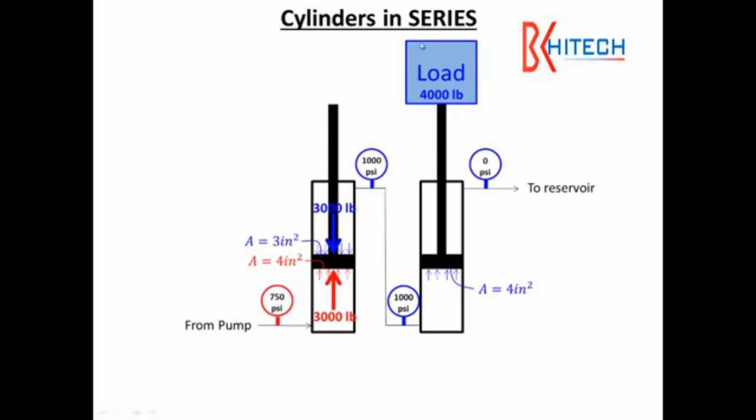So when the load was on the right side, only 750 psi of pressure needed to be developed to overcome this 4,000 pound load. When the load was on the left side, 1,000 psi needed to be developed to overcome the same load. It's also interesting to note what's happening across this piston. 750 psi of pressure going in, but 1,000 psi of pressure coming out. We've essentially used this piston that had no load as a pressure amplifier.